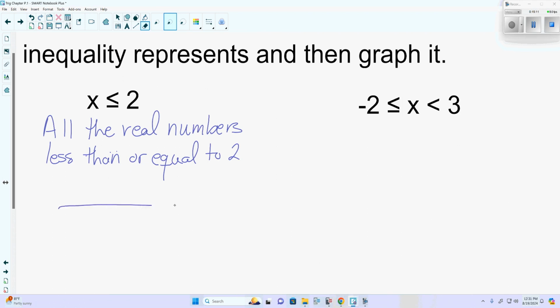Now, if we're graphing it, we need a number line. We also need the point. Now, at 2, would it be open or closed? Closed, because it is equal to, and then we would shade to the right or to the left? Left, because we're talking about less than. Questions on this here?